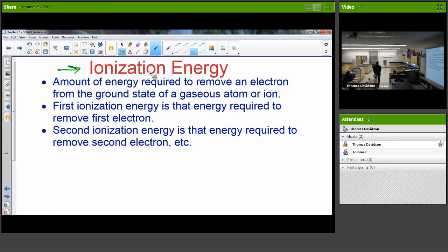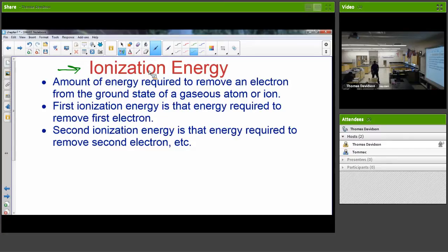Second ionization energy is that energy required to remove the second electron. Any guesses what the third ionization energy would be? It takes away the third electron. Now, you've got to know that it requires energy to remove an electron from any atom, even a metal. And metals are losers. They want to lose, right? But it does take energy to remove their electrons. It just doesn't take very much energy.